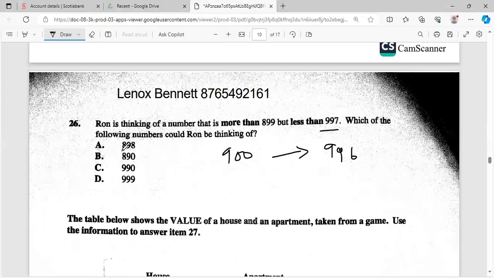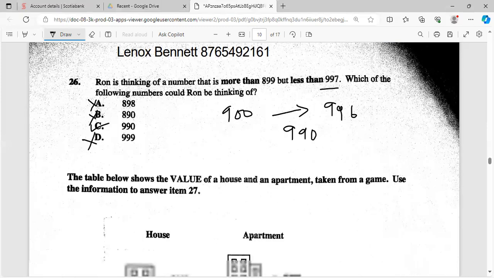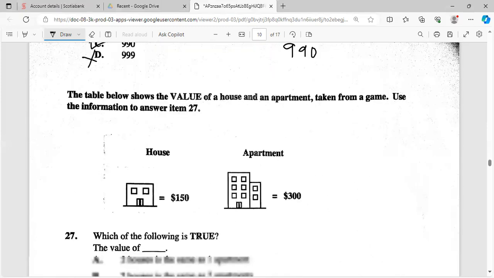So we can eliminate all the ones that would start with the 8. That's the first thing. And this passes 996, so it will be 990. So our answer has 990 falling between these. So you see, guys, it's not all about calculation. Sometimes it's just like reasoning.